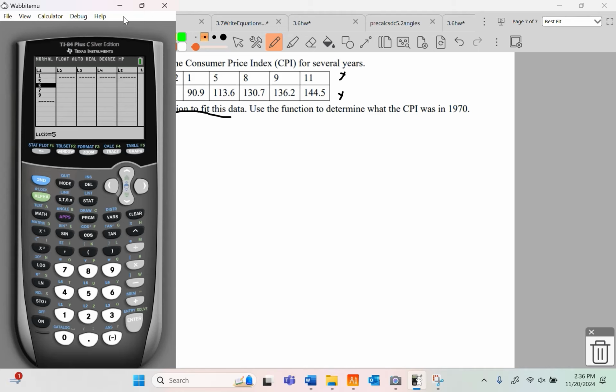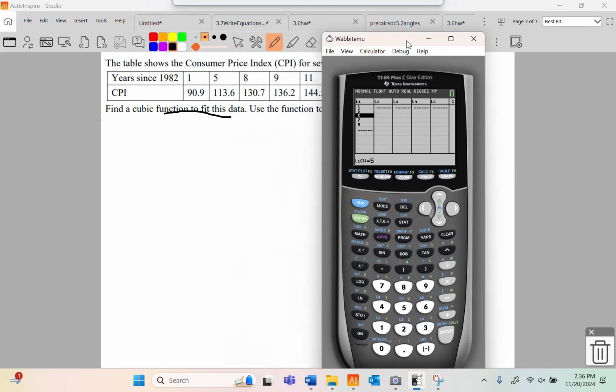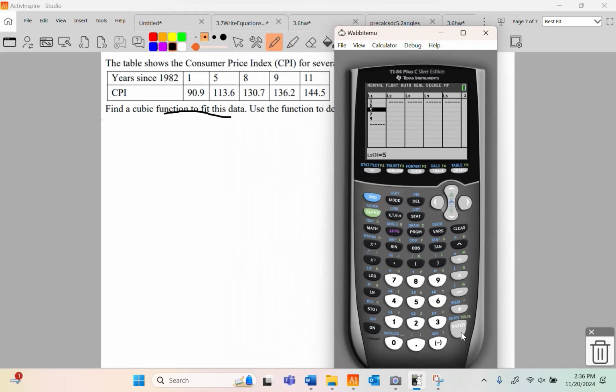Boy, this is old data, isn't it? I need to hurry up. 8, 9, 11.